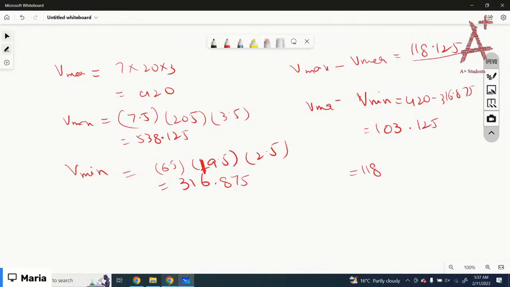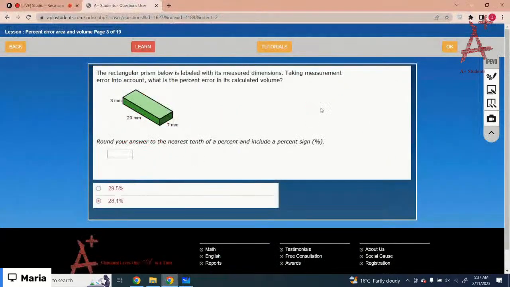So just divide the maximum difference by the measured value, 420. 118.125 divided by 420 would be 0.28. Got it? And that means it is 28%. So the correct option is 28%. Got it?